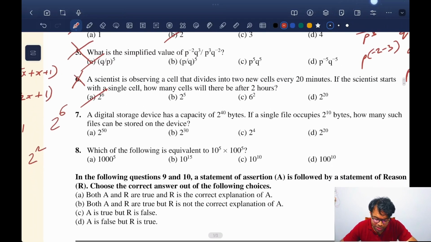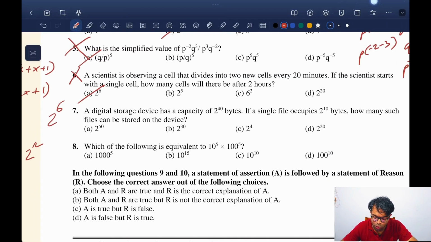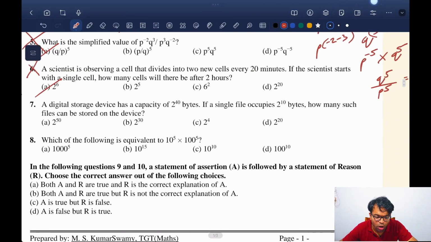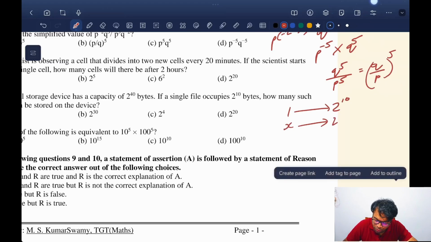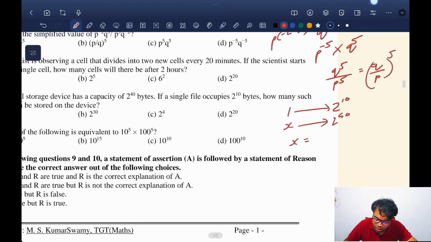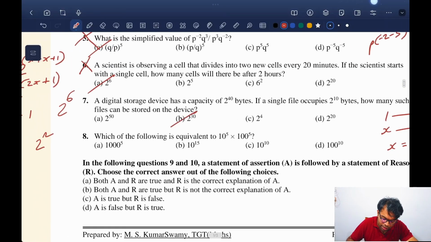Okay, अगला. A digital storage device has a capacity of 2 to the power 40 bytes. If a single file occupies 2 to the power 10 bytes, how many such files can be stored on the device? कैसे करोगी? One file तुम्हारा 2 to the power 10 bytes, x files can be used to store 2 to the power 40. So x की वैल्यू क्या हो जाएगी? 2 to the power of 40. So यही लिखा है तुमने? सही है. अगला.